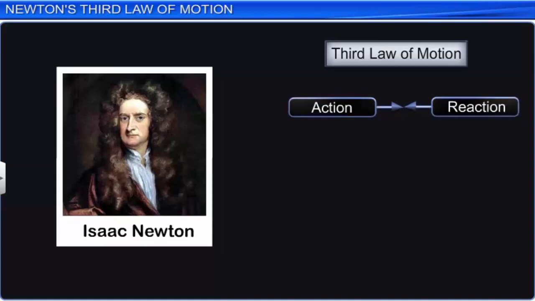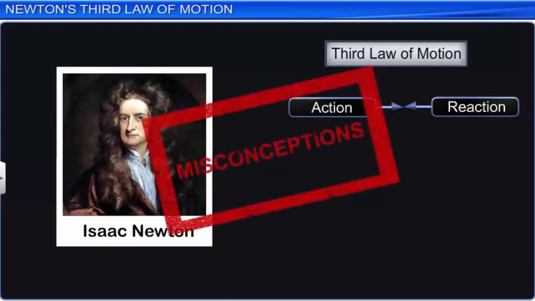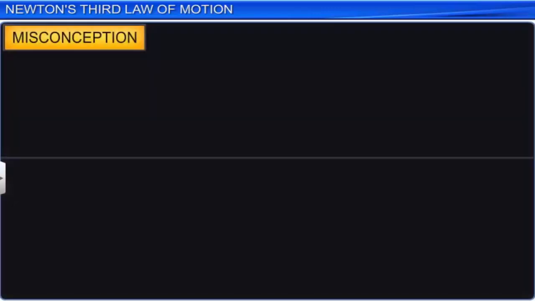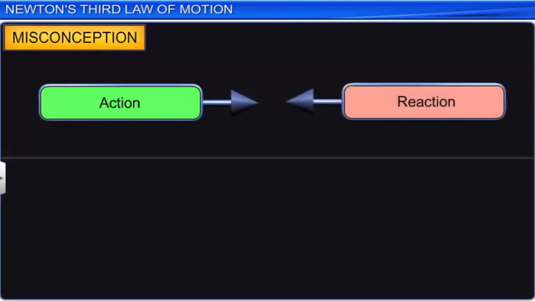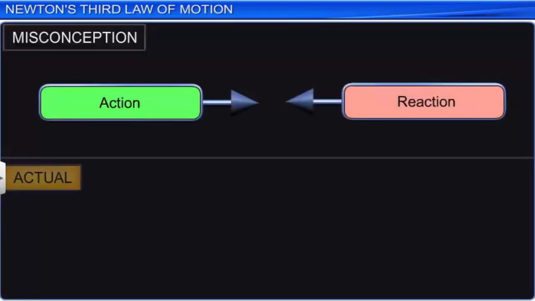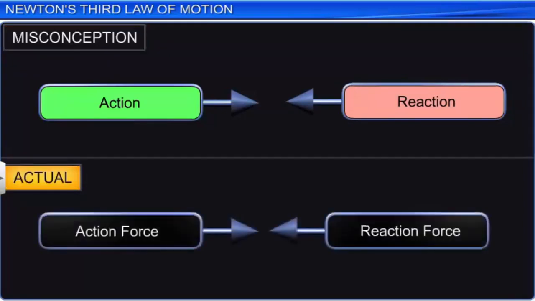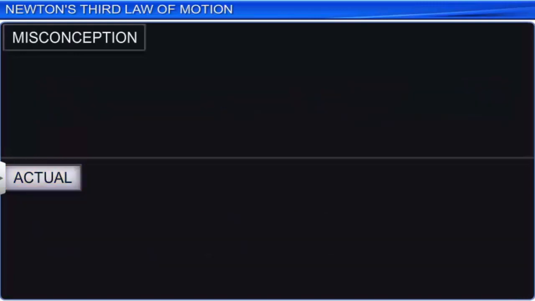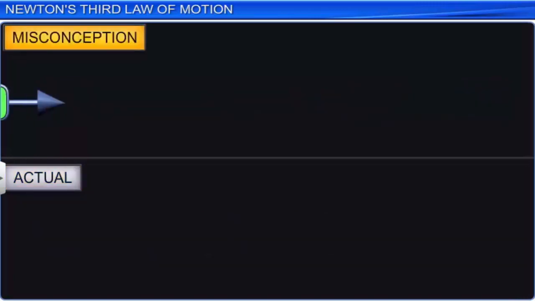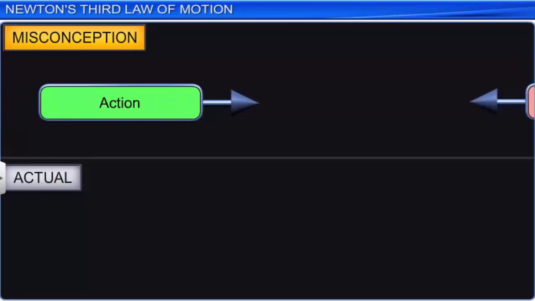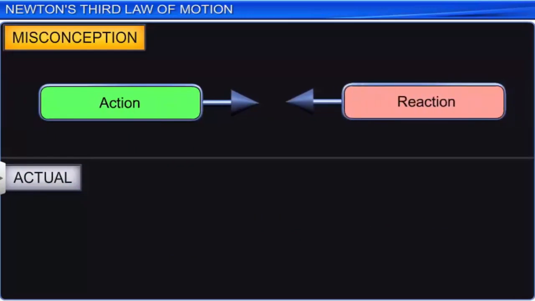Newton's use of day-to-day language in defining this law gave rise to some misconceptions. The two terms, action and reaction, seem like two different things. Actually, both represent the same entity, that is, force. The law gives an impression that action comes first and then its reaction. That is, action is the cause and reaction is its effect.